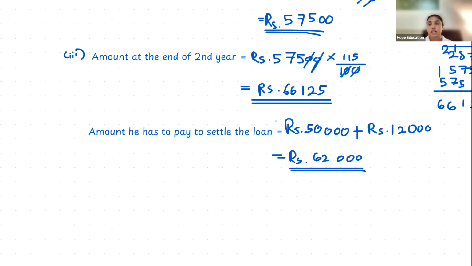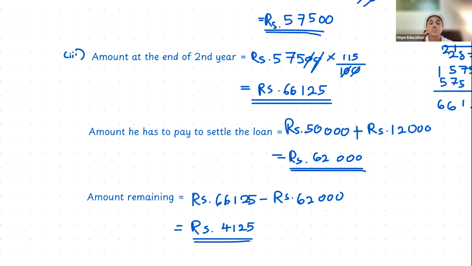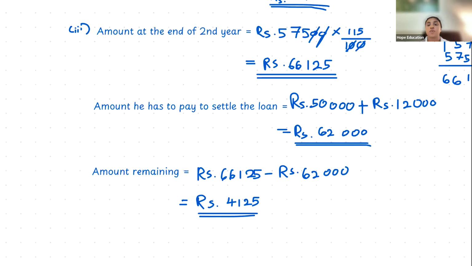The amount he has to pay to settle the loan is 62,000, right? So what the question says is that show that he now has more than 4,000 rupees remaining in his hand. So amount remaining, we'll calculate and see. He gets 66,125 from the fixed deposit. He pays the loan for 62,000. The amount remaining is 4,125. බලන්න ළමයි answer එකේ කියනවා show that he has more than 4,000 rupees.